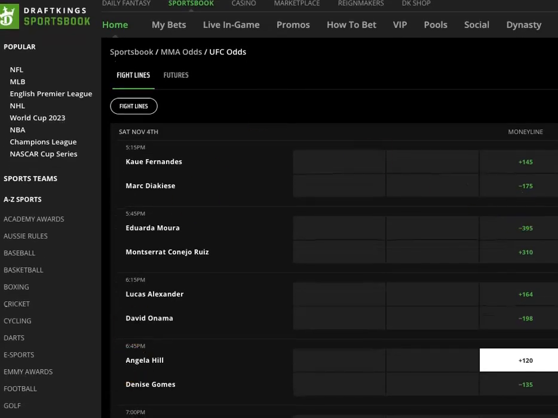So if you don't know how to place a bet, it's pretty simple. It's on your phone. You can do that. But that right there is how to read the betting lines and go and place a bet on your sportsbook.